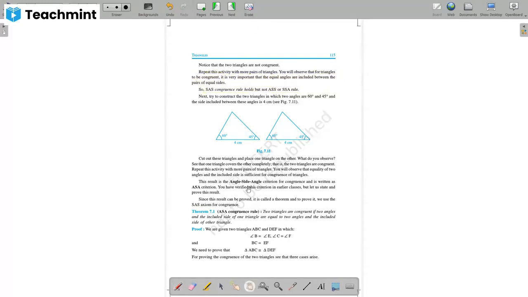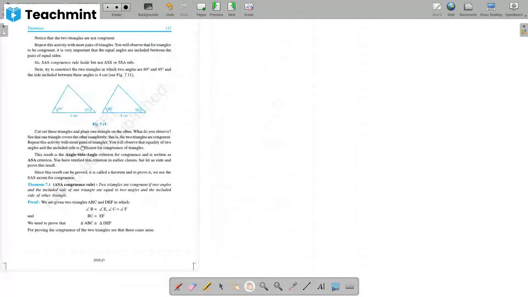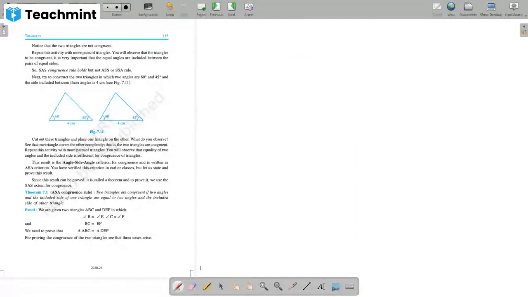So now, let us see the next one. Again, we are given two triangles. If you see these two triangles, we are given two angles and the side included between these two angles. These two corresponding angles. So this criteria is called angle side angle criteria, angle side angle congruency rule, or angle side angle congruency criteria.